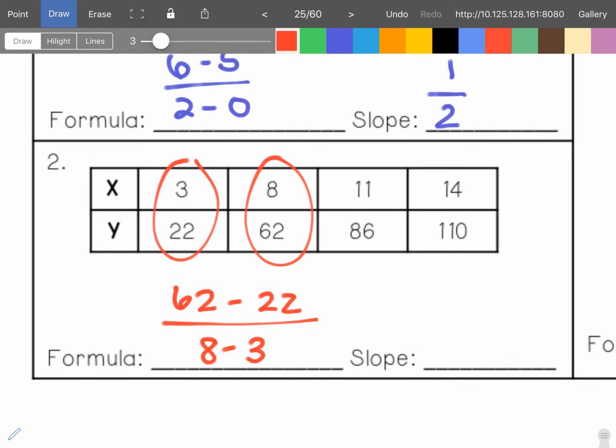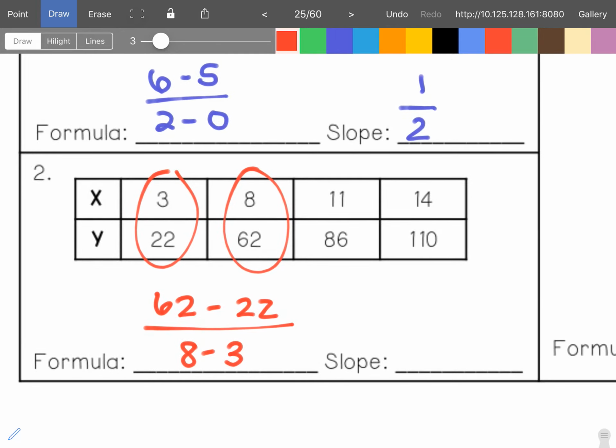Okay, now 62 minus 22 is going to be 40, and 8 minus 3 is going to be 5, and 40 divided by 5 is 8, or 8 over 1. You can write it both ways. So the slope is 8, or 8 over 1.